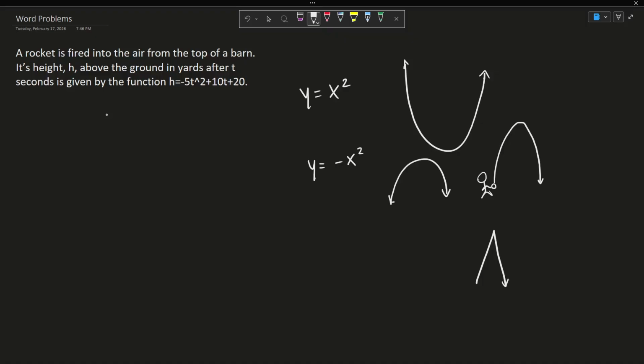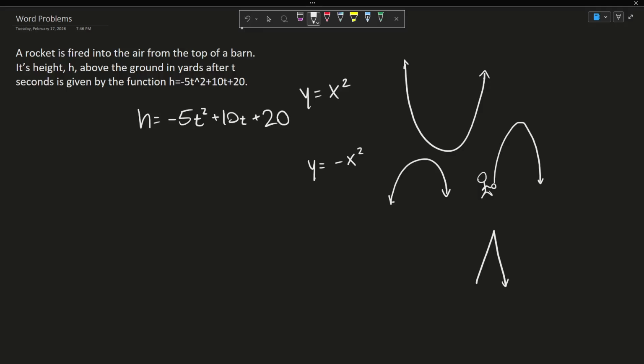So here's one example. A rocket is fired into air from the top of a barn. Its height h above the ground in yards after t seconds is given by the function h equals negative 5t squared plus 10t plus 20. I'll rewrite it one more time because the caret's kind of weird. It throws some people off. But here's my function.